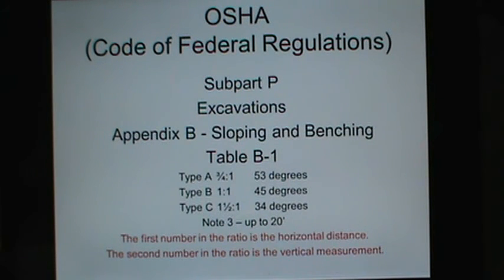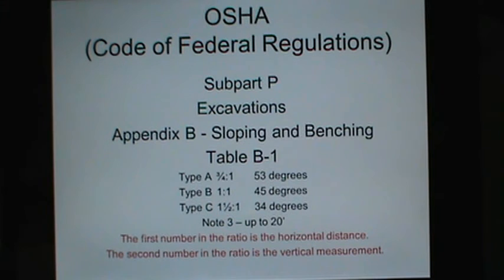Now, I want you to remember the first number in the ratio is always the horizontal distance. The second number in the ratio is always the vertical measurement. So if you can remember that, that'll go a long way towards helping you on the test. Type B is a 1-to-1. That's 45 degrees. What does that mean? Well, how far horizontally would you have to go if you went 10 feet deep? Well, sure, it should be 10 feet horizontally if you go 10 feet vertically.